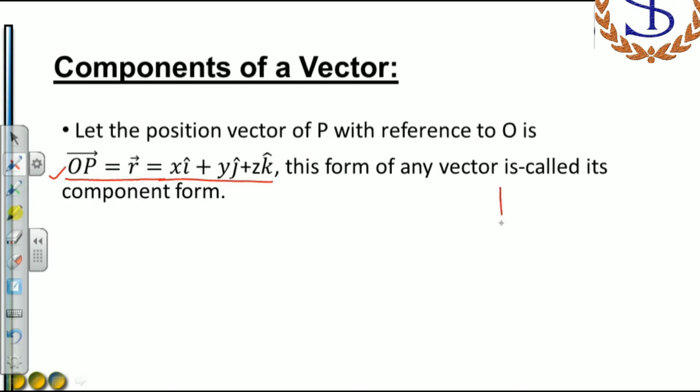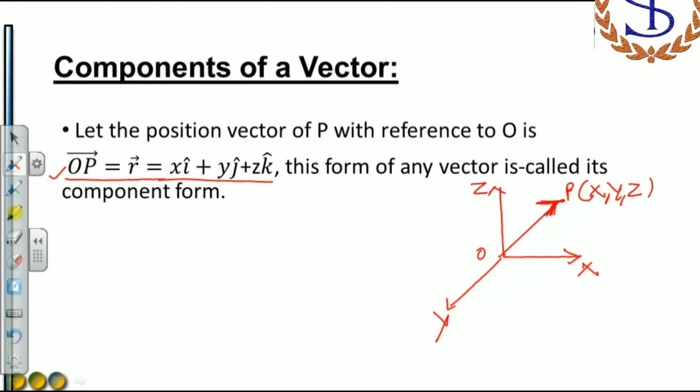Suppose here is the three-dimensional coordinate system. It is the x-axis, it is y, and it is z. And here is the point P having the coordinates x, y, z. What are the components of this OP vector? Here it is the OP vector. So what are the components? It means how can you find this OP vector? What are the components you need?